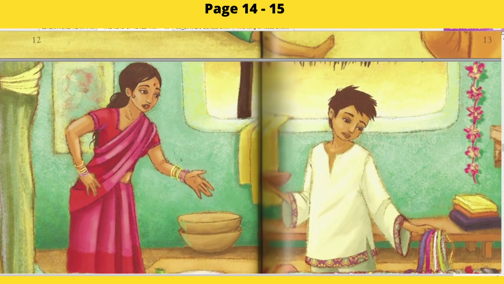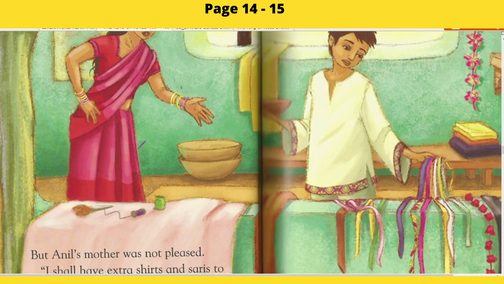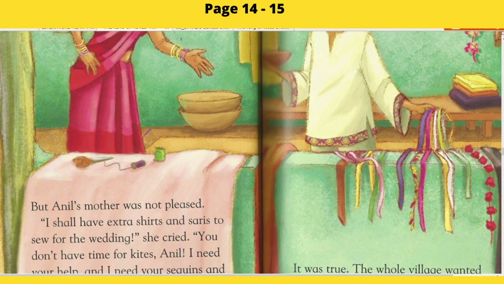Next we can see Anil's mother and also Anil here. But Anil looks a little bit sad. Anil nampak macam sedih sikit, and the mother looks like she's scolding Anil. Nampak macam tengah memarahi Anil mak dia ni. Okay, why? Let's find out.